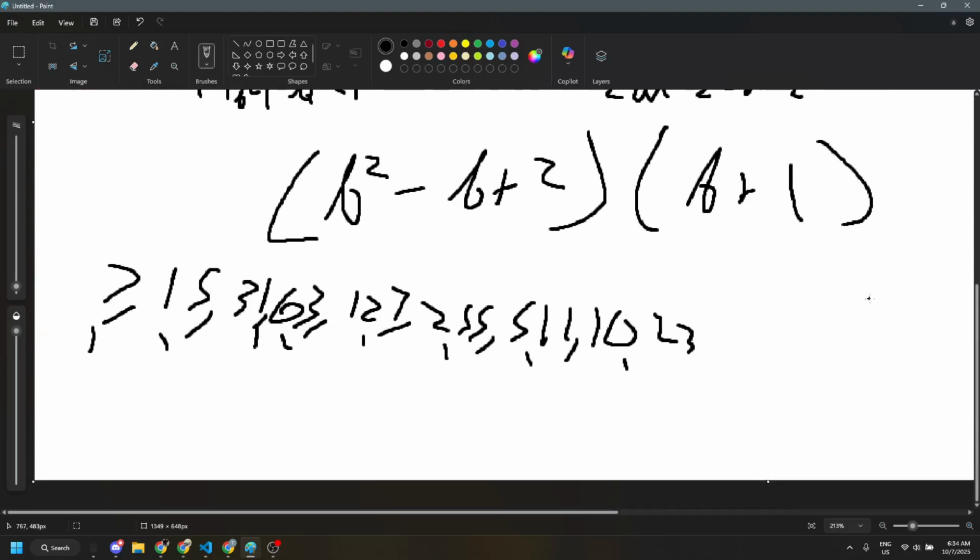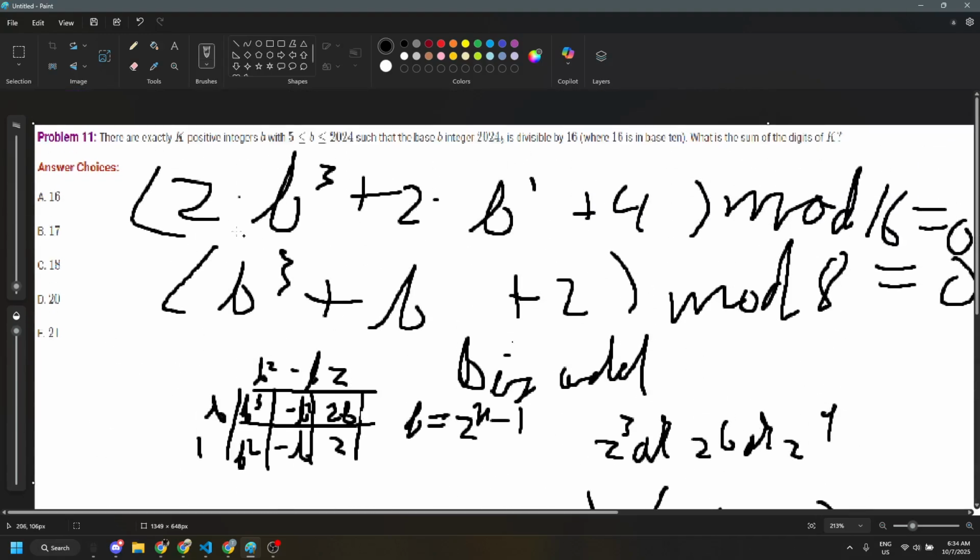If there's only 8, then the sum of the digits can't be any of these. What could I have possibly done wrong? 2 times b to the 3 plus 2 times b to the 1 plus 4. Still less than 16. Divide out 2. Mod 8 equals 0. Yeah.